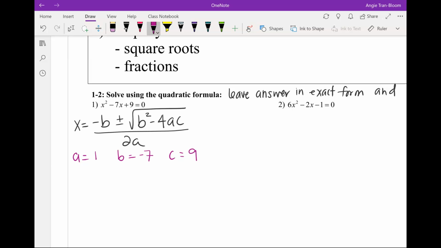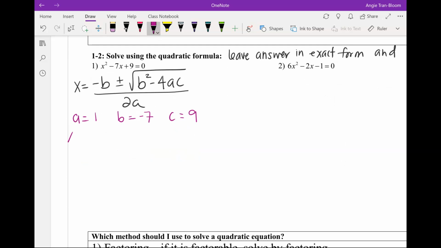Perfect. And we're just going to plug it in. So, x equals negative b. So, what is it now? It's just 7. You're right. Because a negative and a negative are now making a positive. We're going to be making a big radical. We need to put negative 7 in a quantity.